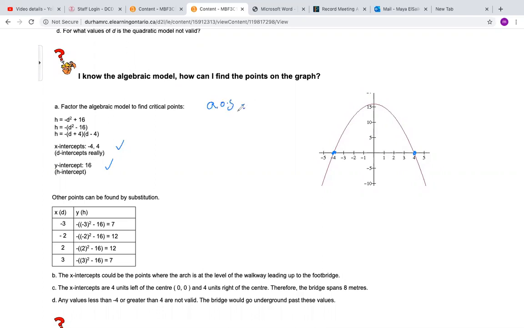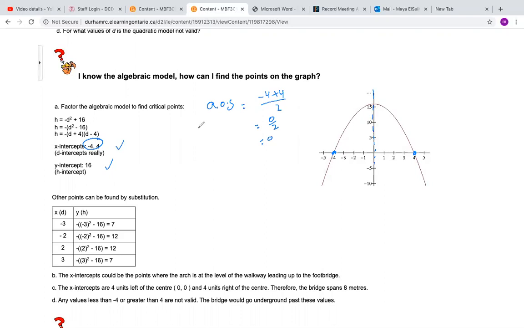And to find the axis of symmetry, I'm gonna add the two zeros or the two x-intercepts and divide them by 2. So I'm gonna add -4 plus 4, divide that by 2. That's gonna be 0 over 2, which is equal to 0. So my axis of symmetry is at 0.